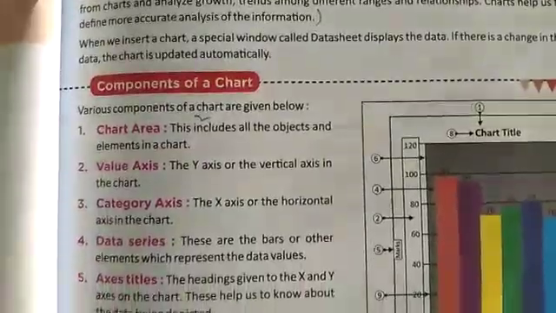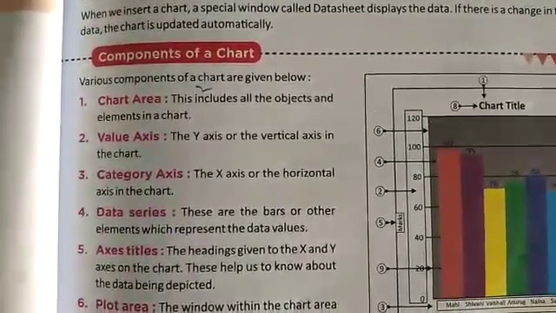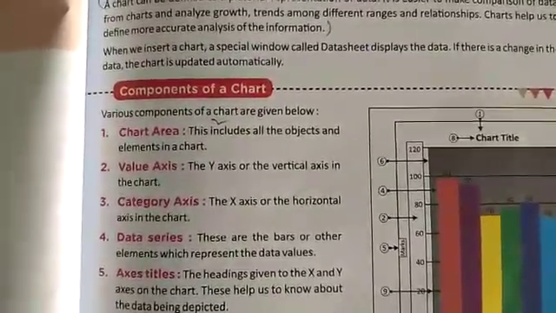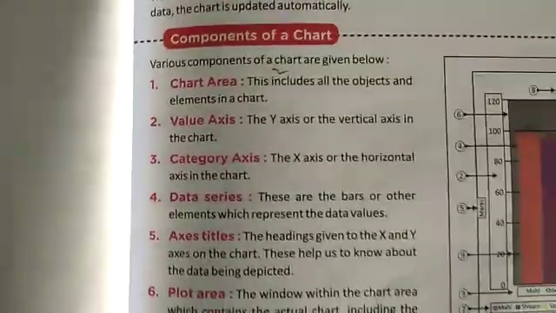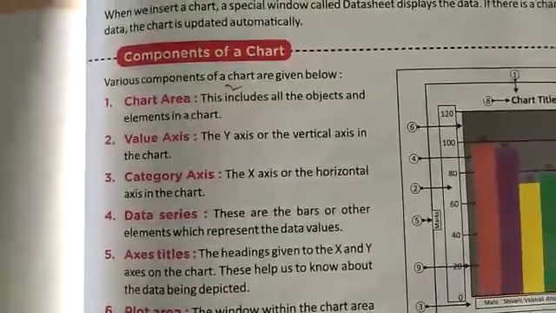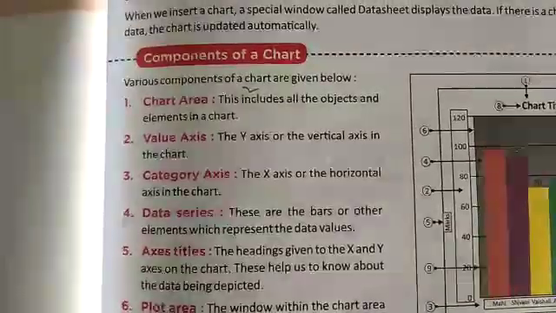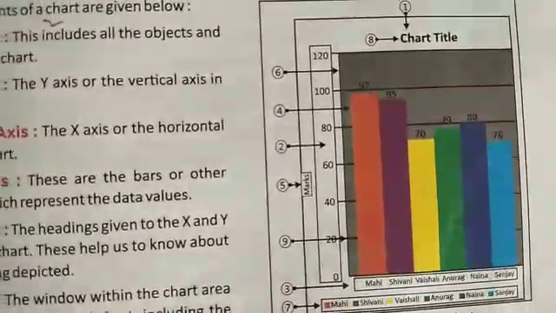Now what are the components of a chart? Number 1 is the chart area. This includes all the objects and elements in the chart. Second is the value axis. The y-axis or the vertical axis in the chart is known as the value axis. This is point number 2.